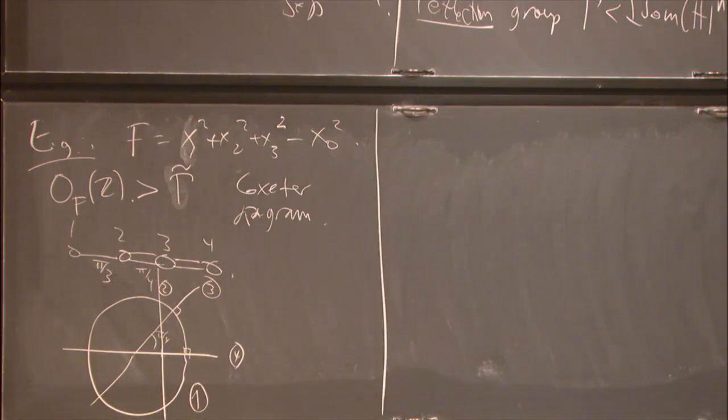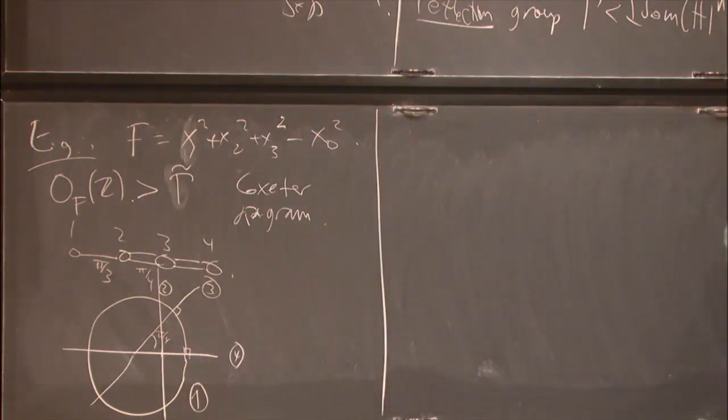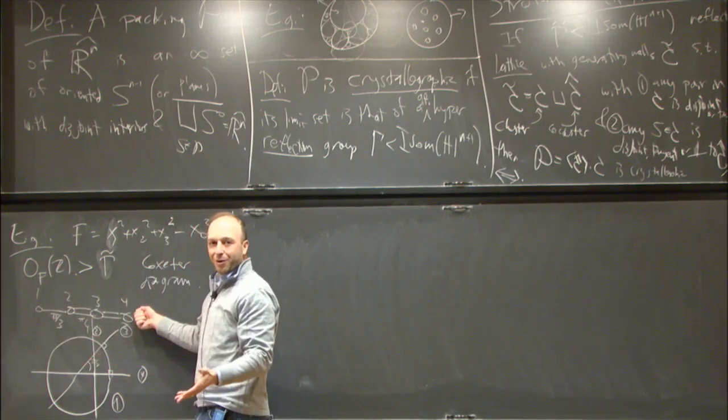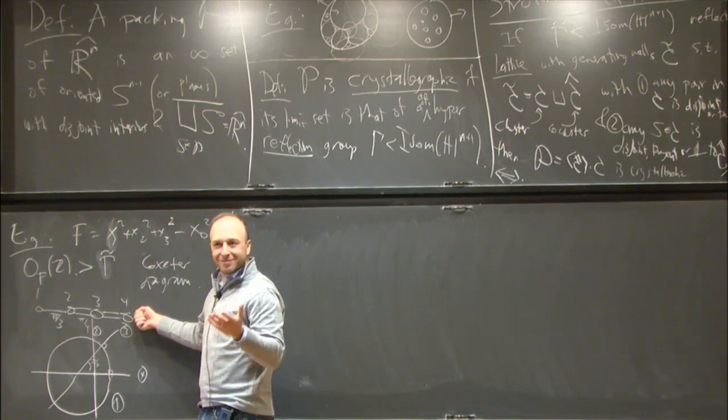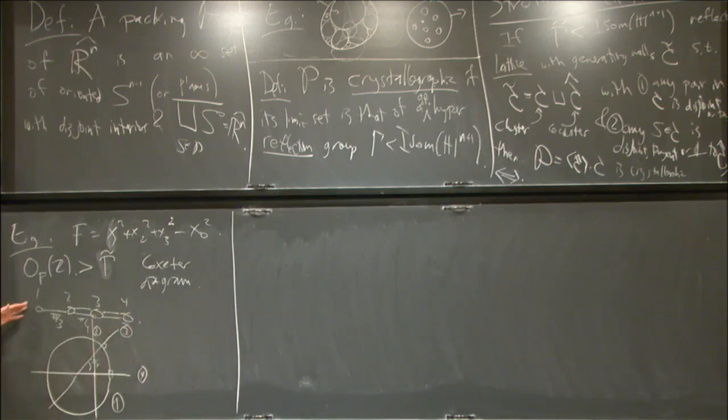Now, this Coxeter diagram does not have a decomposition because if I take any one wall, it always meets something at an angle that's not 0 or infinity, or doesn't meet it at all. So there does not exist a decomposition for this Coxeter diagram. But we can do the following thing.